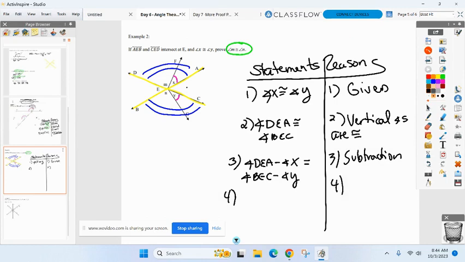And just like we've done every single proof this unit, how does it end? If I just did addition or subtraction, how does this always end? Substitution, right? To say angle M congruent to angle N. A little bit tougher, but still using vertical angles to do subtraction.